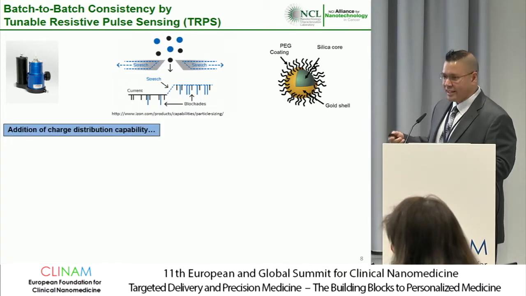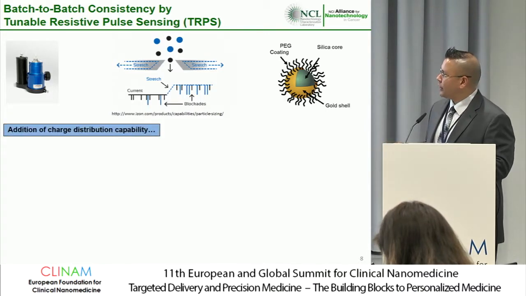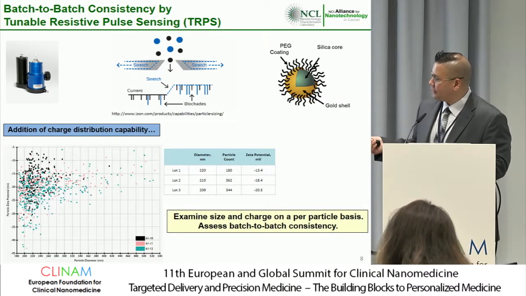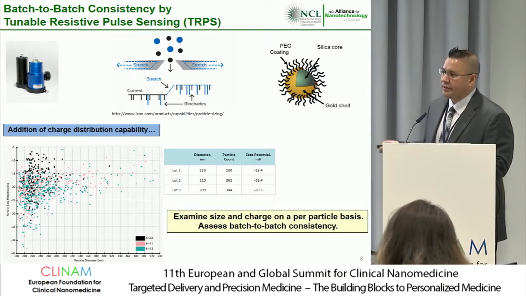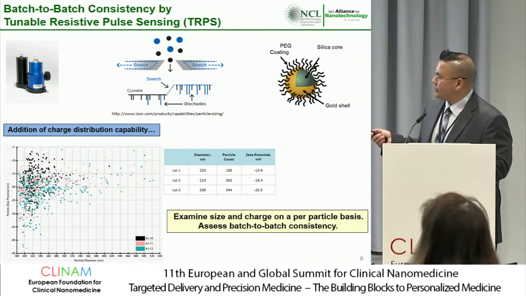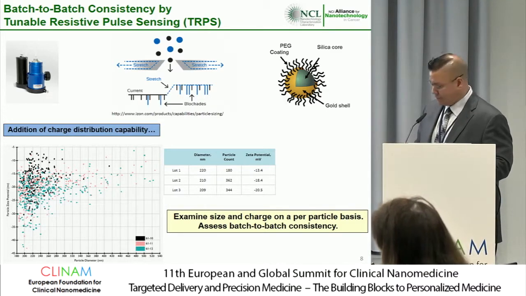So in addition to getting size as well as particle number, you can actually look at the charge distribution using this instrument. And that's what's shown here, just a scatter plot of zeta potential as a function of size for all 3 lots. So using this technique, we can actually look at the differences between these 3 batches more so than, let's say, a DLS measurement can.